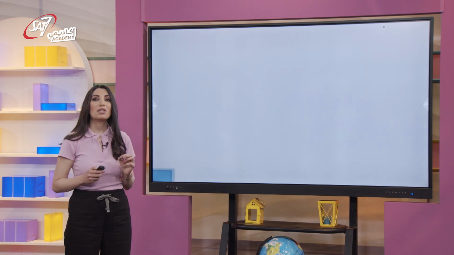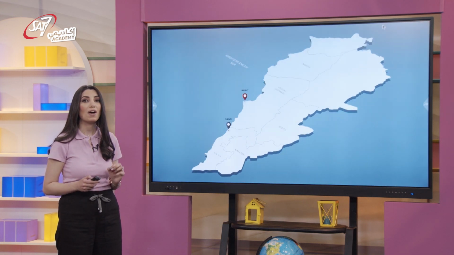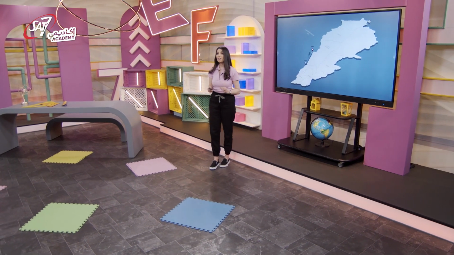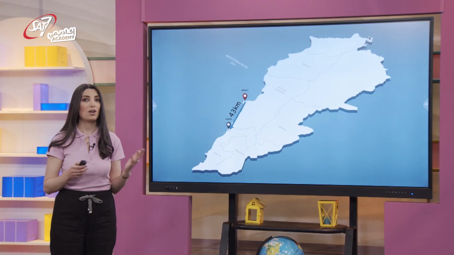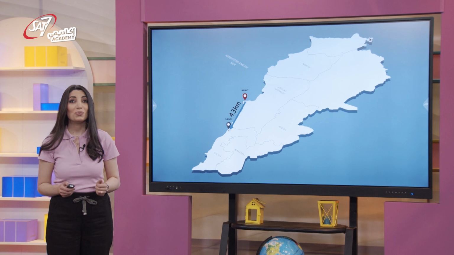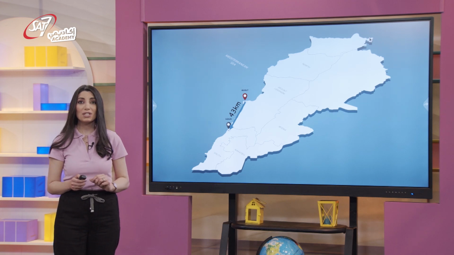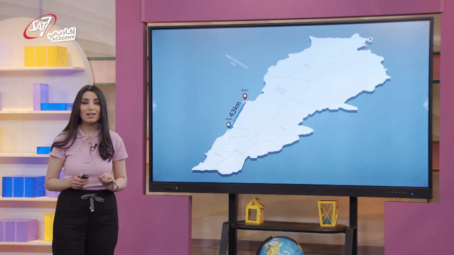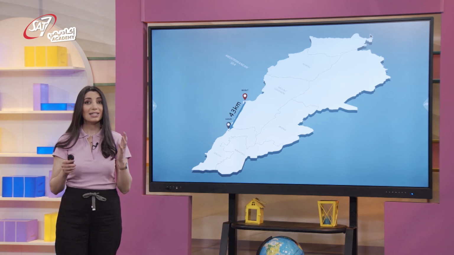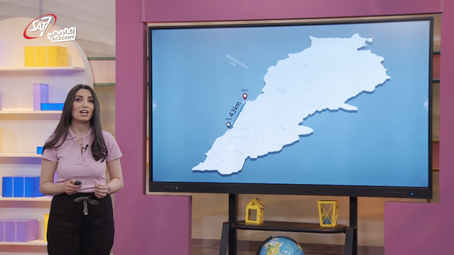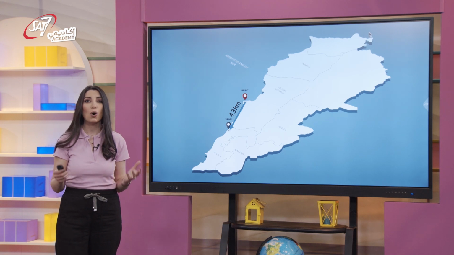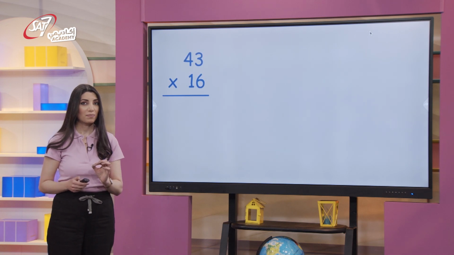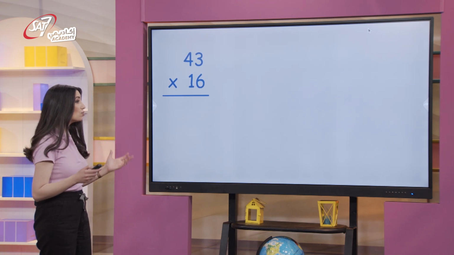Let's go back to the map we saw at the beginning of our episode. We were discussing the distance that the driver travels on his trips from Beirut to Sidon, and we agreed that he travels 43 kilometers 4 times a week, which means 16 times a month. Let's calculate the distance this driver travels on his trips during a whole month. 43 multiplied by 16. There are several ways to solve this.